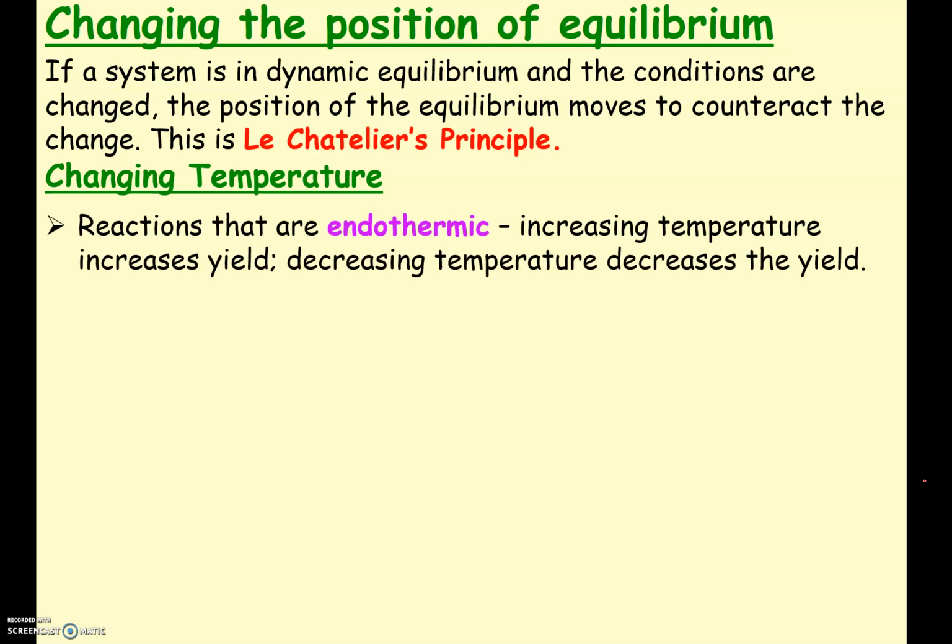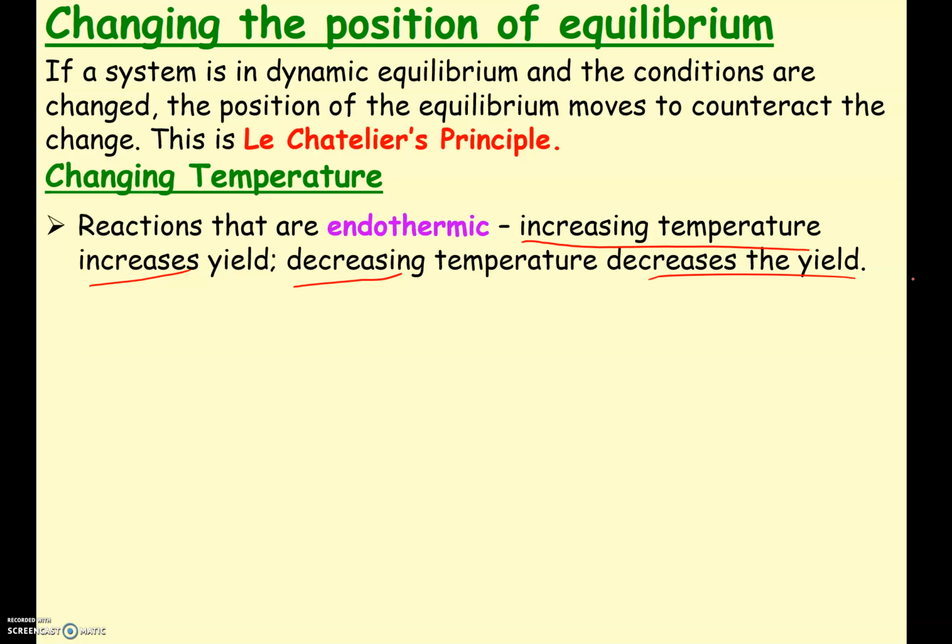Reactions that are endothermic, if you increase their temperature, it increases the yield. Endothermic reactions take in energy, so if you increase the amount of heat energy in that system, that's more heat energy for the reaction to take in, so that increases the yield. If you decrease the temperature, it doesn't have as much energy in that system to take in, so your yield is also going to decrease. So for endothermic reactions, if you increase temperature, you increase the yield; decrease the temperature, decrease the yield.